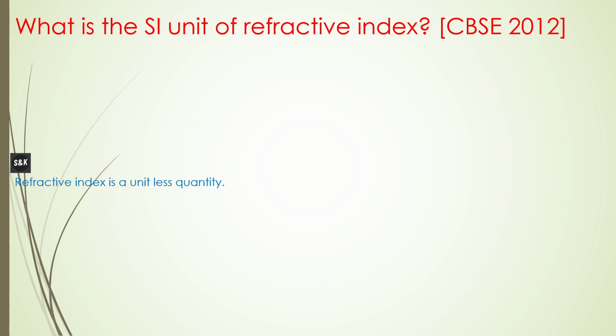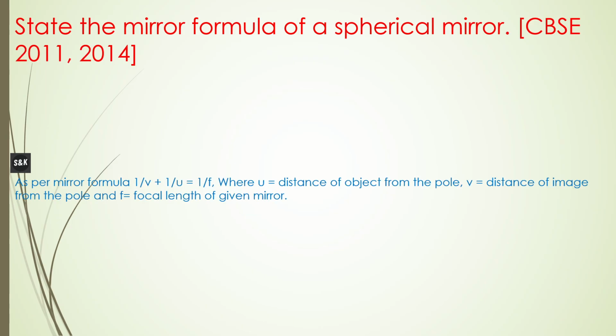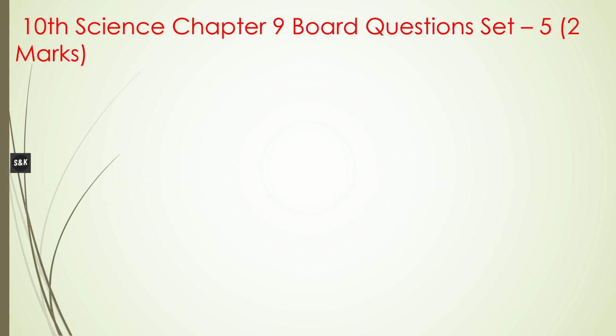Next, what is the SI unit of refractive index? So, refractive index is a unitless quantity. Next, state the mirror formula of a spherical mirror. As per the mirror formula, 1 upon v plus 1 upon u equals 1 upon f, where u is the distance of the object from the mirror, v is the distance of the image from the mirror, and f is the focal length of the given mirror. Next, 2 marks questions.